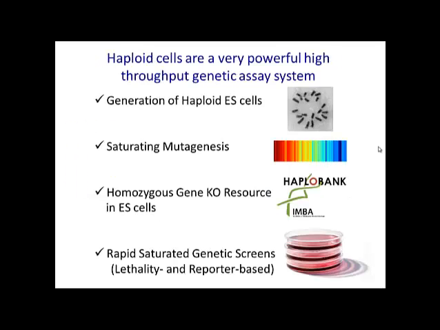So in summary, I showed you that we have generated haploid ES cells and improved on the saturating mutagenesis using a wide variety of different agents to introduce our splice acceptors. We have generated a gene knockout resource now in ES cells called Haplobank in collaboration with Novartis and Nestle, as I mentioned. And we are doing rapid saturated genetic screens, both lethality as well as reporter-based.